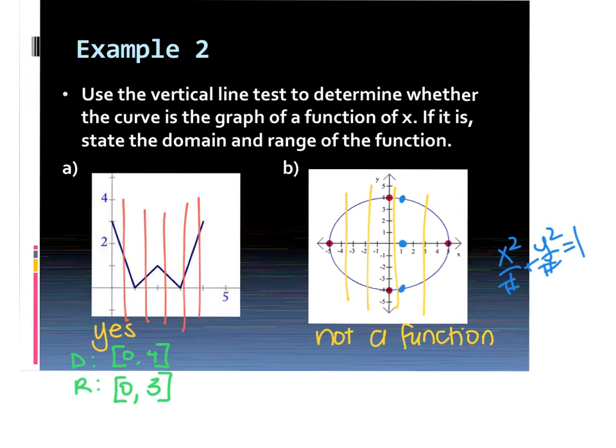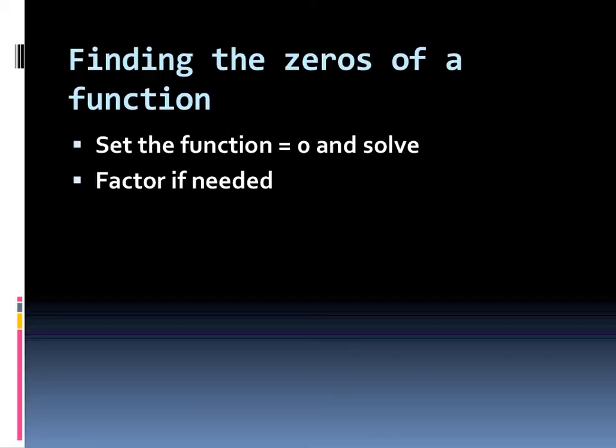Questions on vertical line test, domain, range, any of that? Okay, finding the zero of the function. So the first time around, this said find when f of x equals 0. Same set of directions, different set of directions, same exact method. If it said find where f of x equals 0, I'd set the equation equal to 0 and solve it. So you were factoring these and solving. You're going to do the same exact thing.